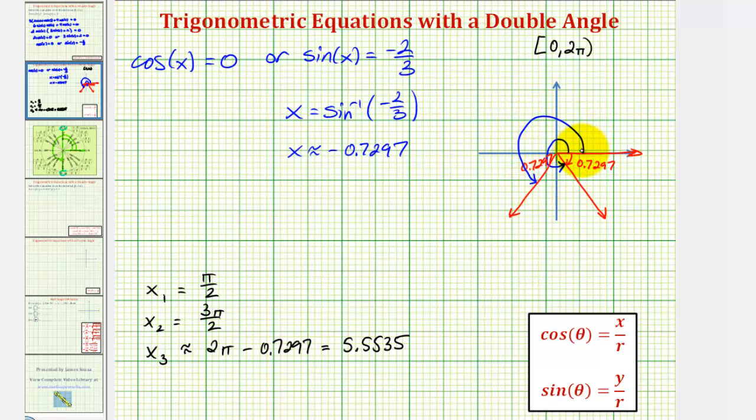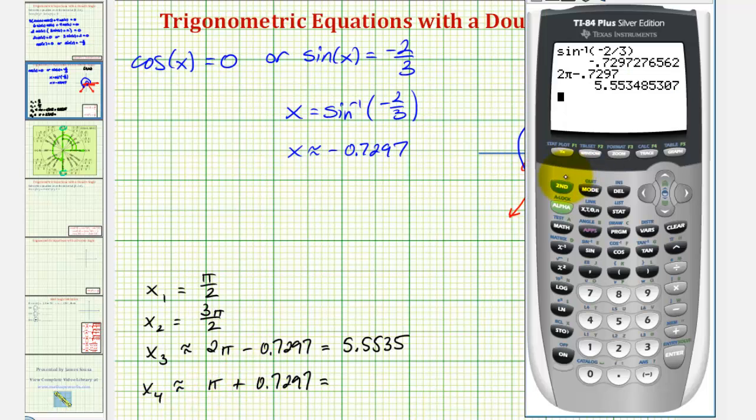To find this angle, we'll take pi radians and add the reference angle of 0.7297. So our fourth solution in this interval, we'll call x sub 4, would be approximately pi radians plus the approximate reference angle of 0.7297. And back to the calculator one more time. So now we have pi plus 0.7297, which would be approximately 3.8713 radians.